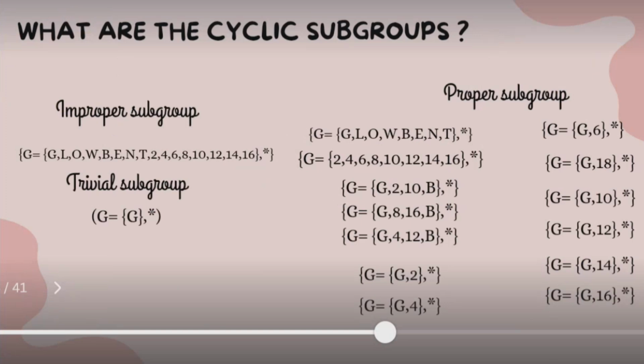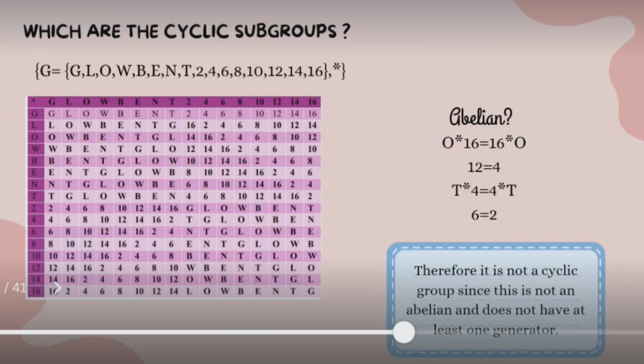So what are the cyclic subgroups? Also, there is the improper subgroup, which is G or the table itself, the trivial subgroups, and of course the proper subgroups. So, which are the cyclic subgroups?